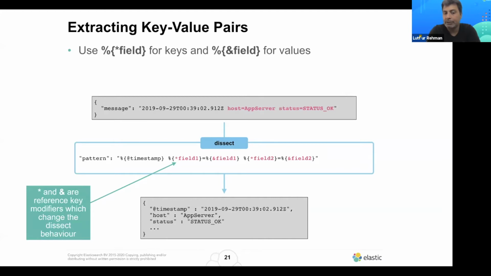I'm using percent, curly bracket, and then star field one. That means whatever the name of the field is, that will be picked up as the name of the field. Then the equal sign, and then the value: percent sign, curly brackets, and then ampersand field one. As a result, you can see that host is equal to app server as a value. Same thing with status equal status underscore okay, where I'm using star to pick the name of the field and ampersand to pick the value of that status field. So you can also use this Dissect processor for extracting key value pairs.